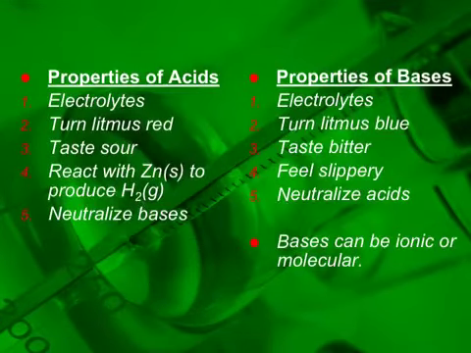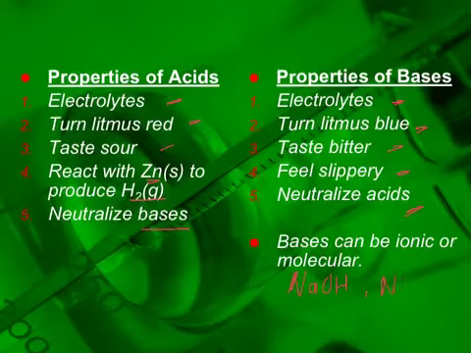Let's quickly review the properties of acids and bases. Acids, remember, are electrolytes, which means their aqueous solutions can conduct electricity. They turn blue litmus red, they taste sour, they react with metals such as zinc and magnesium to produce hydrogen gas, and lastly they neutralize bases. On the other hand, bases are also electrolytes, but they turn red litmus blue, they taste bitter, they feel slippery, and they neutralize acids. And also we should note that bases can be ionic for things like sodium hydroxide, or they could be molecular for things like ammonia.